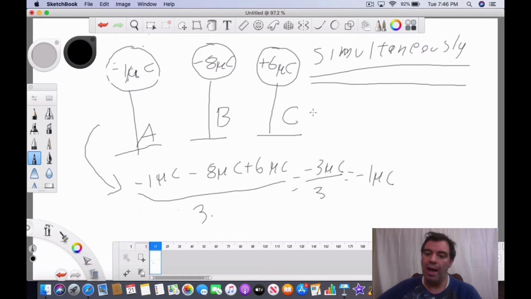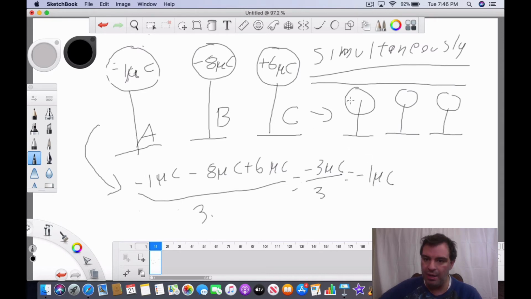That means at the very end, for the same three objects, I'm running a little bit out of space here, but after contact, all three objects, A, B, and C, will have the exact same amount of charge: -1 microcoulombs, -1 microcoulombs, and of course -1 microcoulombs. That's going to be A, B, and C. So the first one is very, very easy, as you just saw. We simply add the charges and divide by the number of objects that we have.